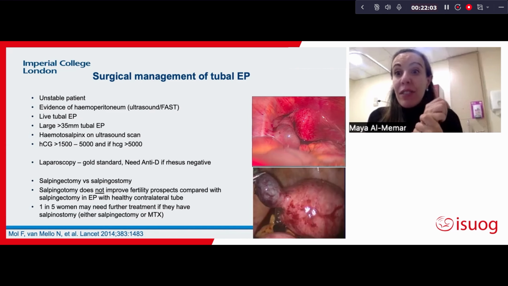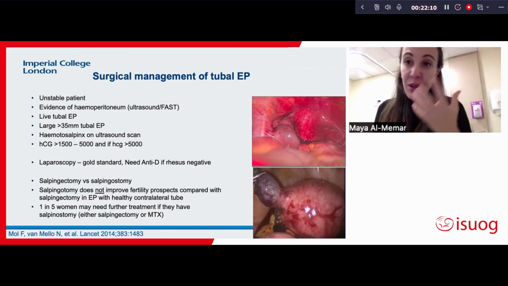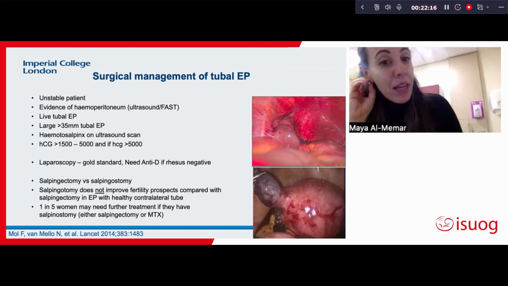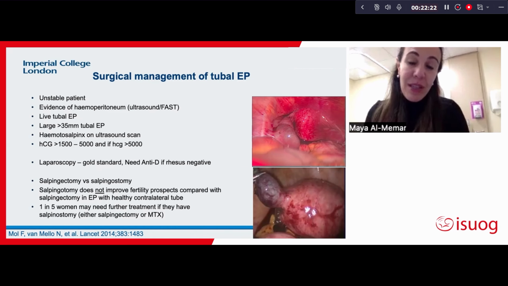So we would really only reserve salpingotomy in those women who had a diseased contralateral tube and you were trying your best to preserve the tubes wherever possible. In terms of your counselling, 1 in 5 women, if they did have a salpingostomy, may need further treatment due to the presence of persistent trophoblastic tissue, either with a salpingectomy at that stage or methotrexate. So this is important to consider.